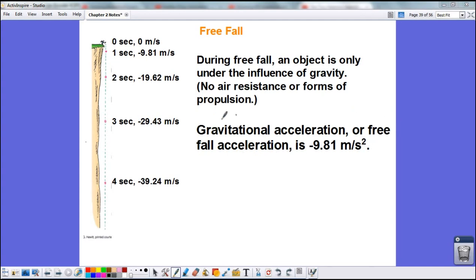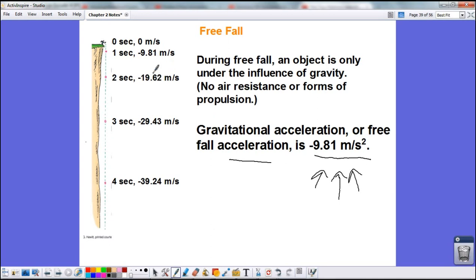So let's look at this. Gravitational acceleration, or free fall acceleration, is negative 9.81 meters per second squared. That is what it is for all objects. All objects accelerate at the same rate when they are in free fall. This means it doesn't matter what object we drop from the top of this cliff. After 1 second, it will be going negative 9.81 meters per second. After 2 seconds, it'll be going negative 19.62 meters per second.